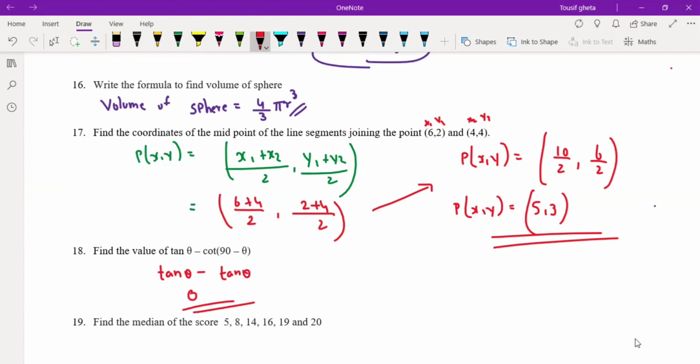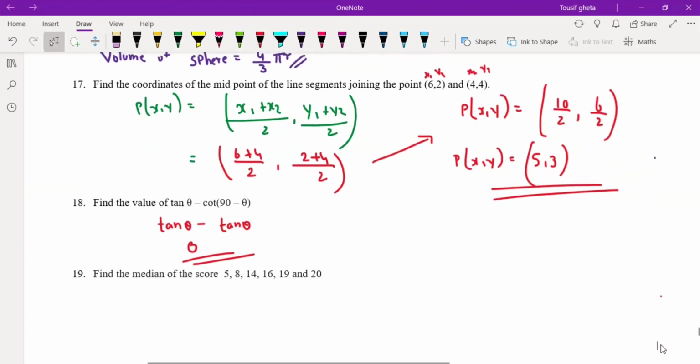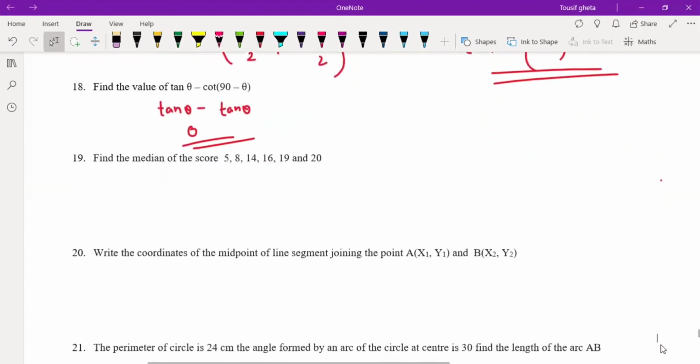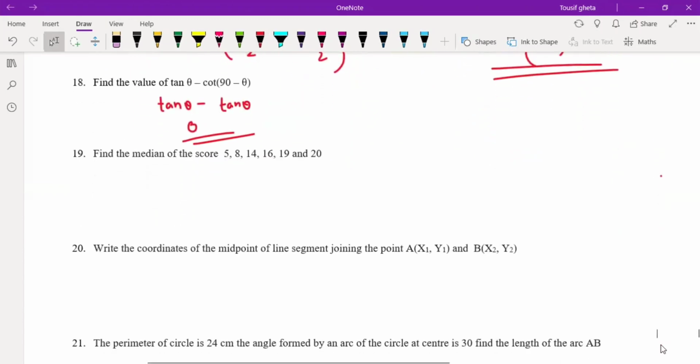The next one, the very simplest one, they're asking us to find out the median. As we know, to find out the value of median, we need to arrange the scores in ascending order. As you can see, the score already is in the ascending order, so no need to rearrange anything. So just count the numbers. They are even numbers, like 1, 2, 3, 4, 5, 6.